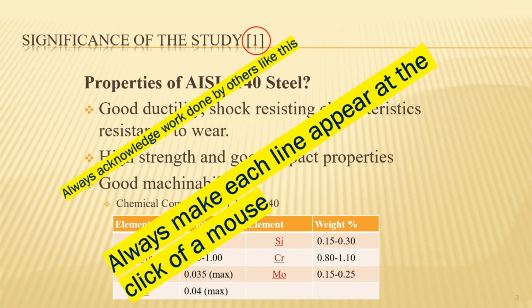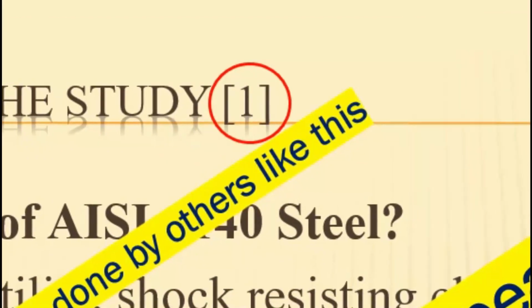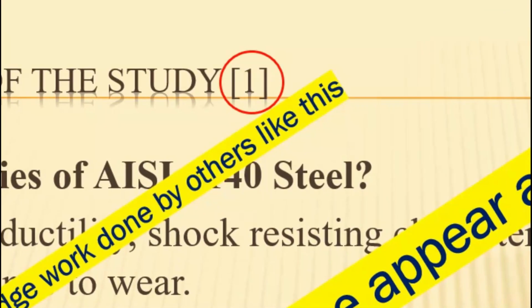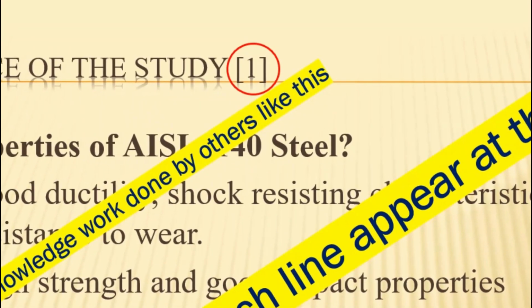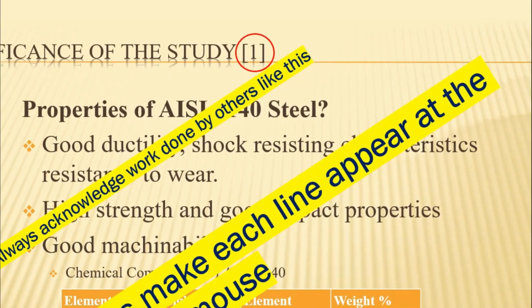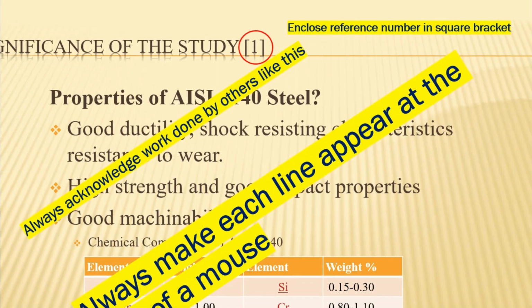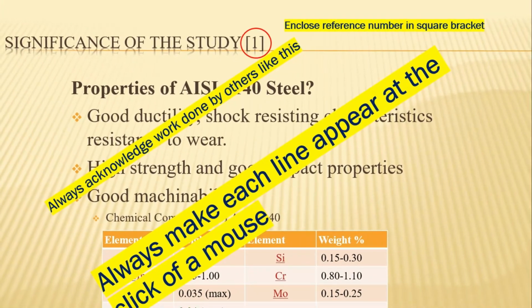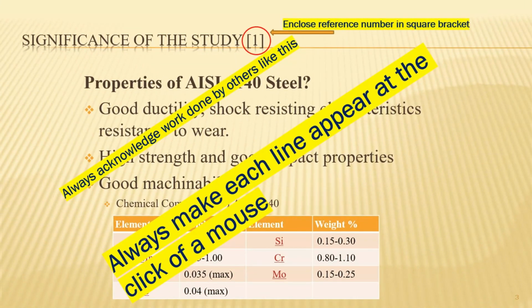Again, while presenting a seminar on the topic or on the material which is based on the research of other authors, then we have to always acknowledge work done by authors like this. So we have to enclose the reference number in square brackets. Now this reference number which we are using is the reference number of the reference list which we have to add at the end of our presentation.